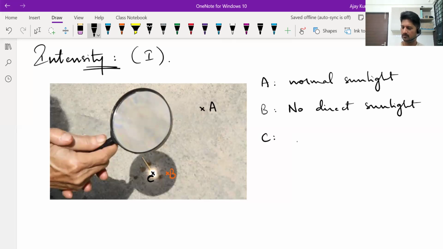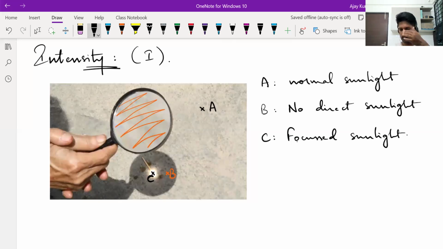Then at C, there is sunlight and it is focused. All the light that was falling on the circular area of the magnifying glass gets focused to a single point, or maybe a small area. Fine. So at C, you have focused sunlight. If you have ever tried this, if you put a sheet of paper at point C, the sheet of paper starts burning in some time.